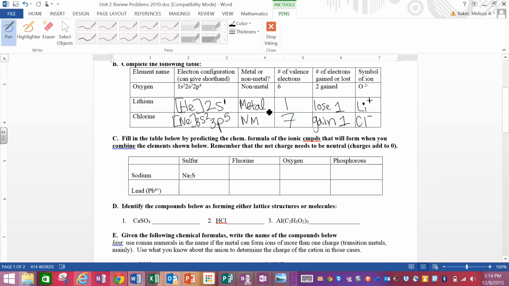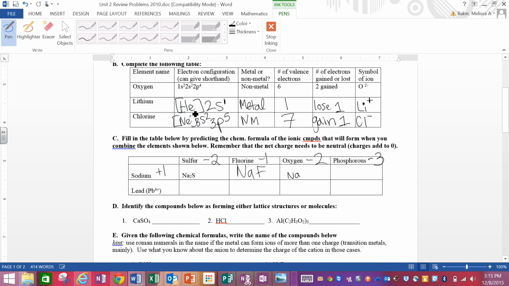All right. Letter C, fill in the table. This is just a big old crisscross fest. So sulfur's a -2, fluorine's a -1, oxygen's a -2, phosphorus is a -3, sodium's a +1. Okay, those are going to be on the orange post-its above the groups on the periodic table. Okay, so if it helps you to go off to the side to show the crisscross, you can do that. But like sodium and fluorine, that's just +1 and -1. So you can just slap them together.